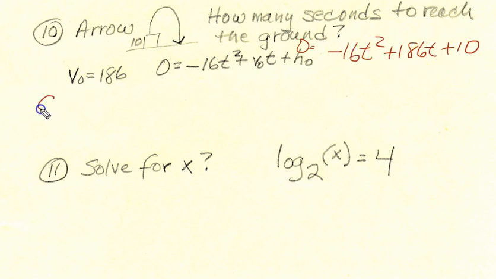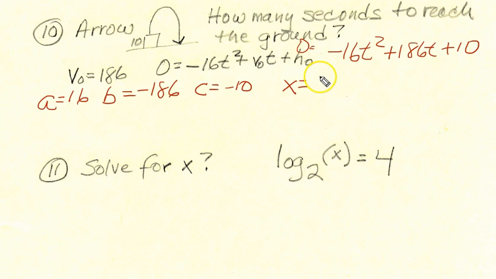As I define a, it's going to be the opposite sign of this, which will be 16. Our b is going to be a negative now, 186. And our c is going to be a negative 10. So now you want to substitute into the quadratic formula. So our b is this, so a negative b would be the positive 186.